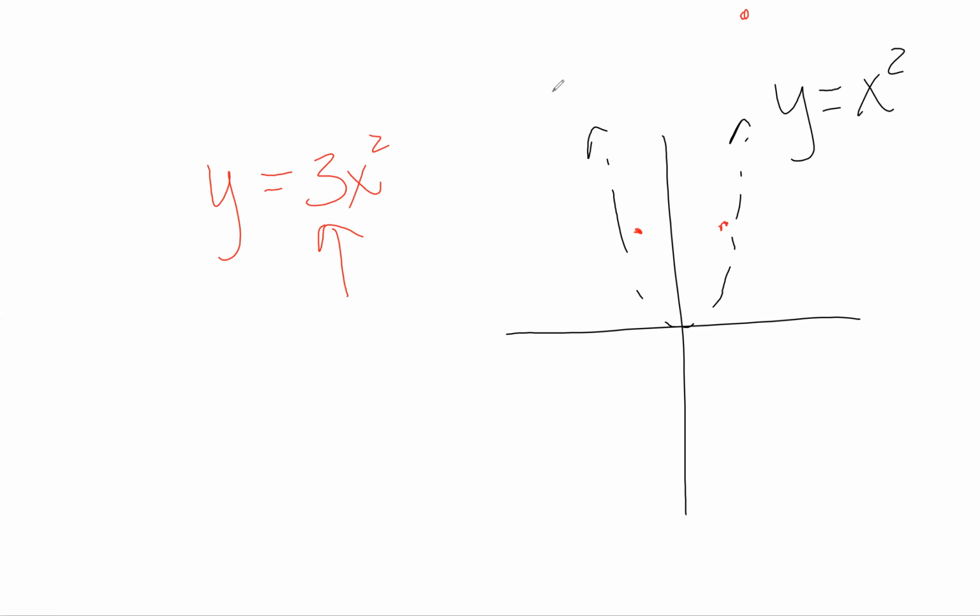What that 3 does is your vertex stays in the same spot, your axis of symmetry stays in the same spot, but now the graph gets skinnier by a factor of 3. We call that a vertical stretch.